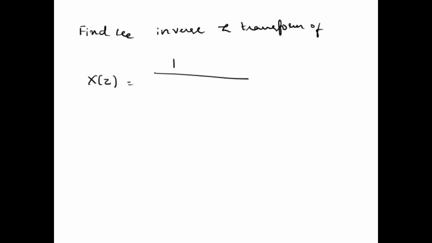Now we are going to discuss some of the problems on power series expansion method. First one, find the inverse Z transform of x of z is equal to 1 divided by 1 minus 1.5 z inverse plus 0.5 z to the power minus 2, with mod z greater than 1. Since the ROC is outside the circle of radius 1 in the z plane, the x of n must be right-sided.